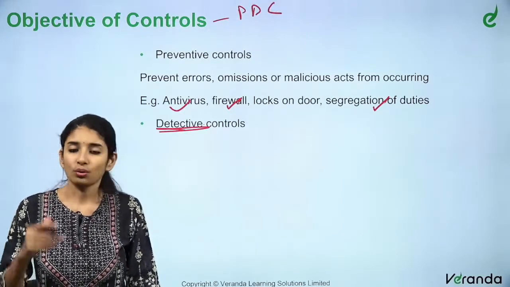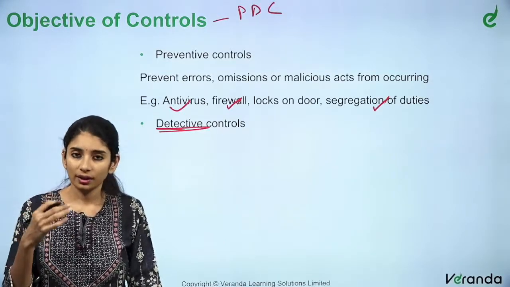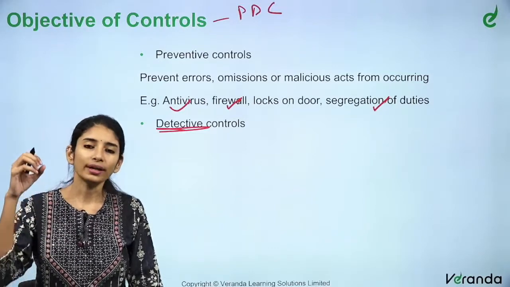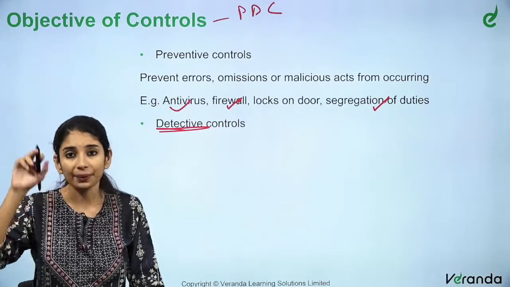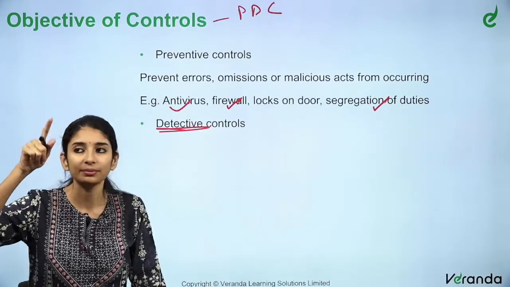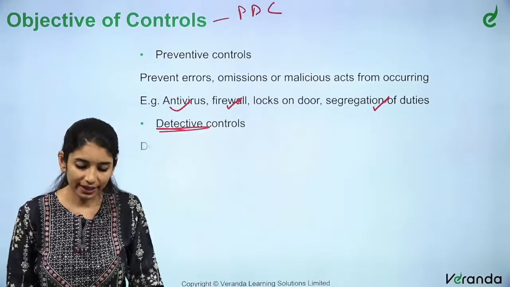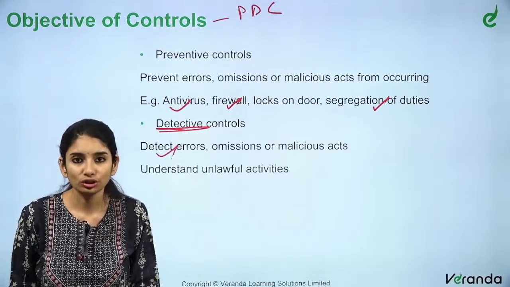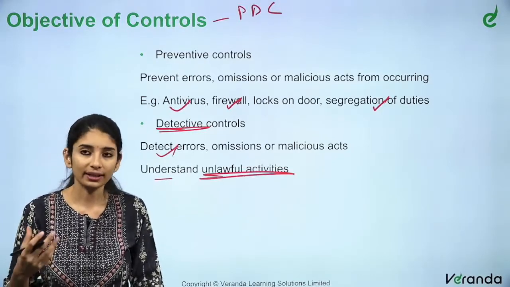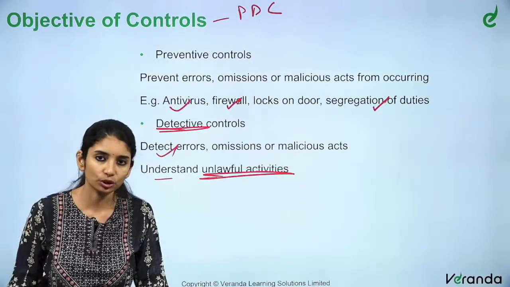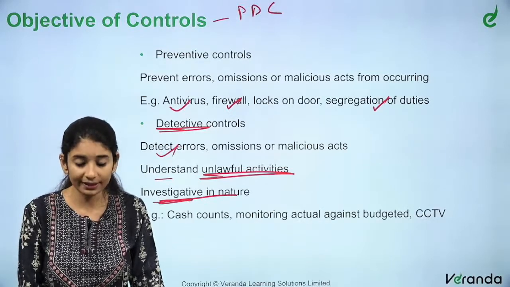Detective controls. Even after putting preventive controls, there are ways by which errors or omissions will happen. For example, a CCTV camera cannot prevent a thing from happening, but while it is happening, it can detect it: something wrong has happened here, and this is the person in charge. Next is detective control. Detect errors, omissions or malicious acts. Understand what is unlawful, understand what shouldn't be done. Only then will you be able to put in the right detective controls. It is investigative in nature. It goes to investigate.